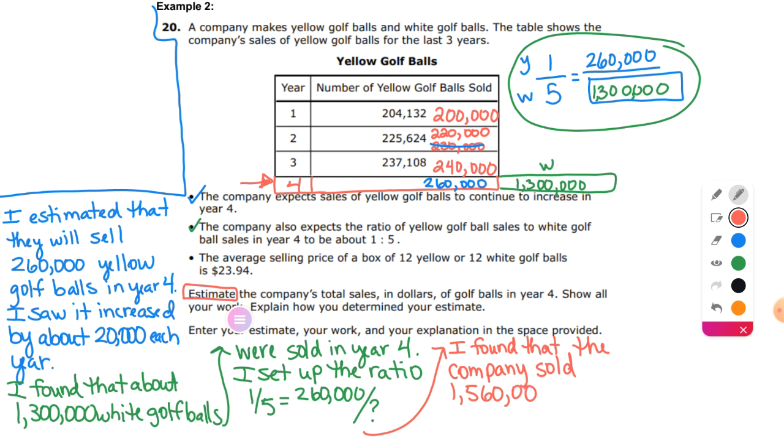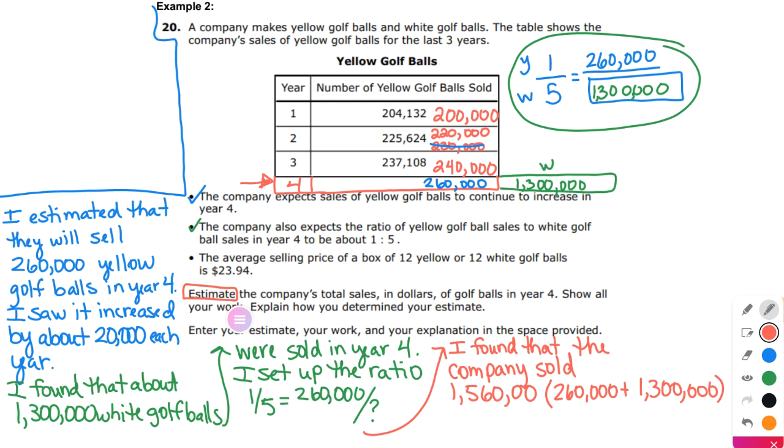1,560,000. Okay, in parentheses, I'm going to show where we got that number because it says show all work. So in parentheses, I'm just going to show that we took 260,000 plus 1.3 million, 1,300,000. Okay? Is that my money? Did they make that much money? No, that is telling me what? How many golf balls? So I'm going to add golf balls to this. So they sold a total of 1,560,000. I'm missing a 0. Golf balls.